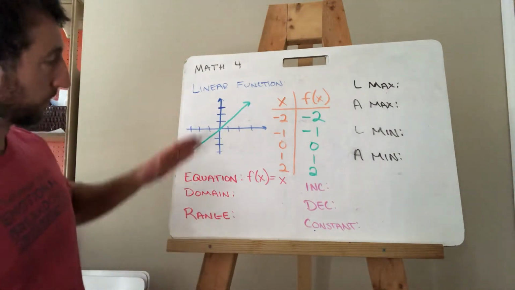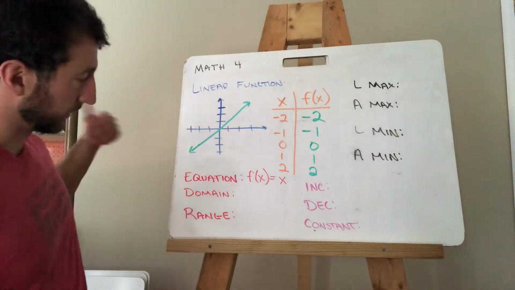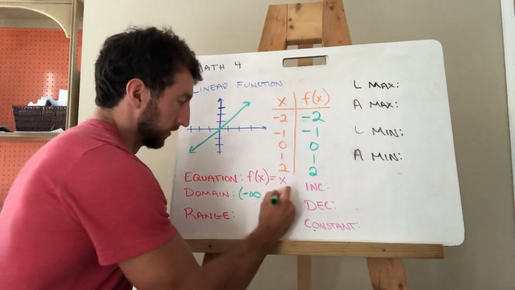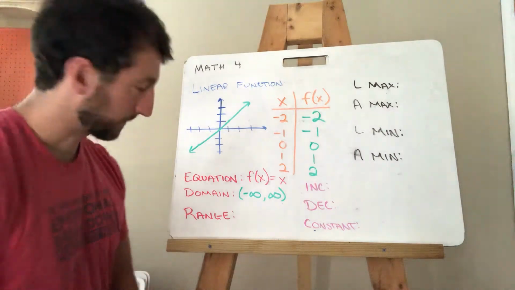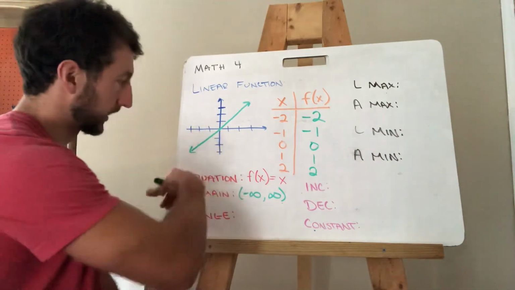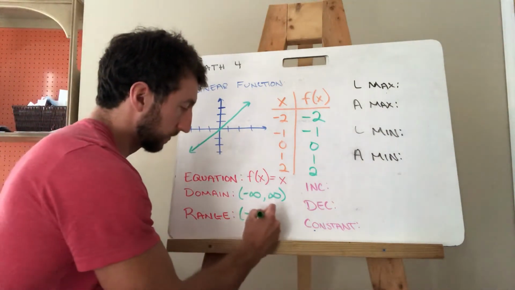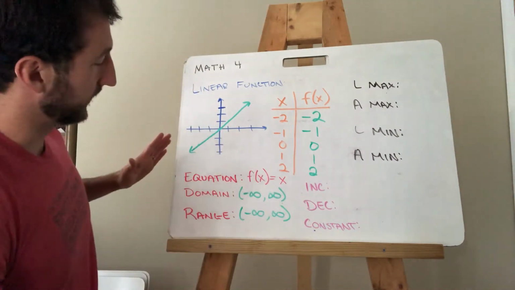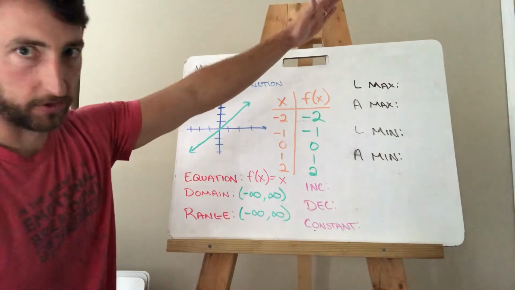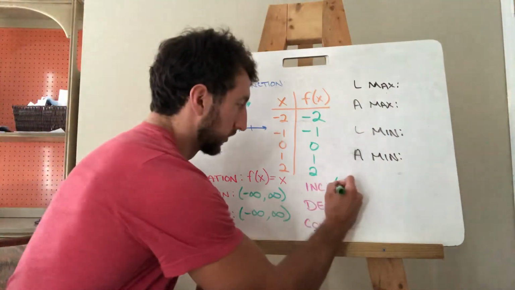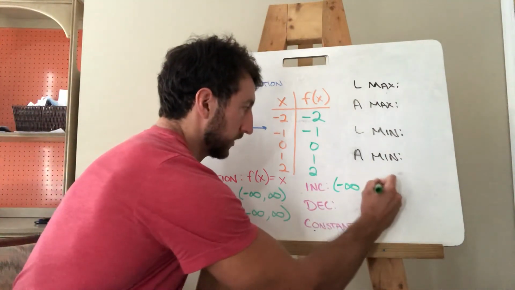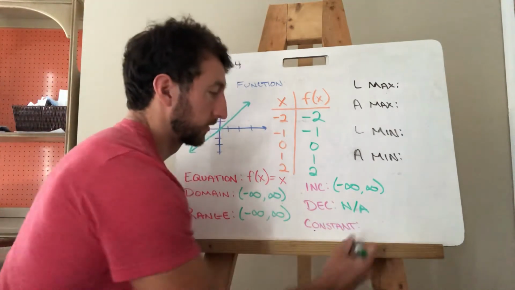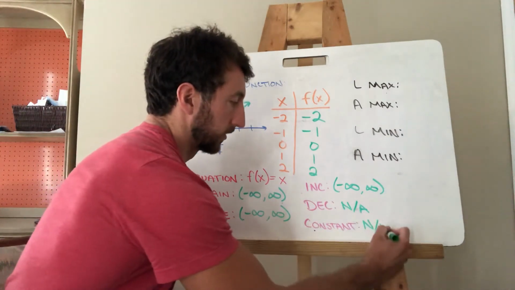So let's talk about our domain. It goes forever from the negative left to the positive right, so we're going from negative infinity to positive infinity. Range goes the same way because it's going all the way down, all the way up, negative infinity to positive infinity. It is increasing across the entire graph. So we're going up, from negative infinity to positive infinity. It does not decrease and it is not constant.